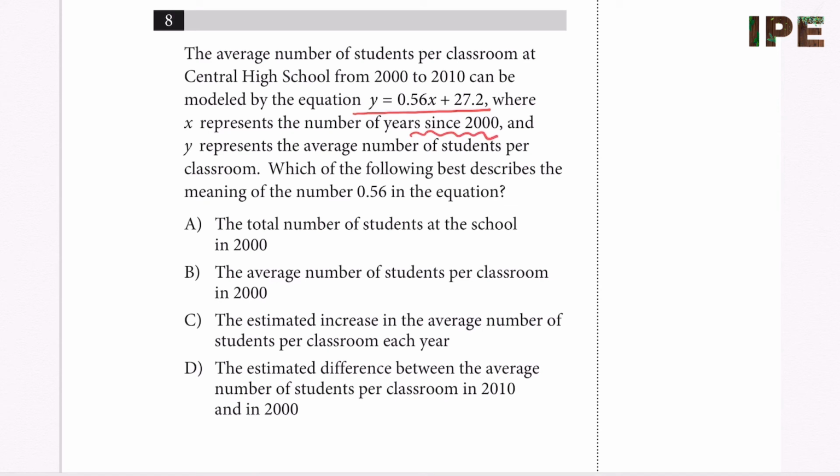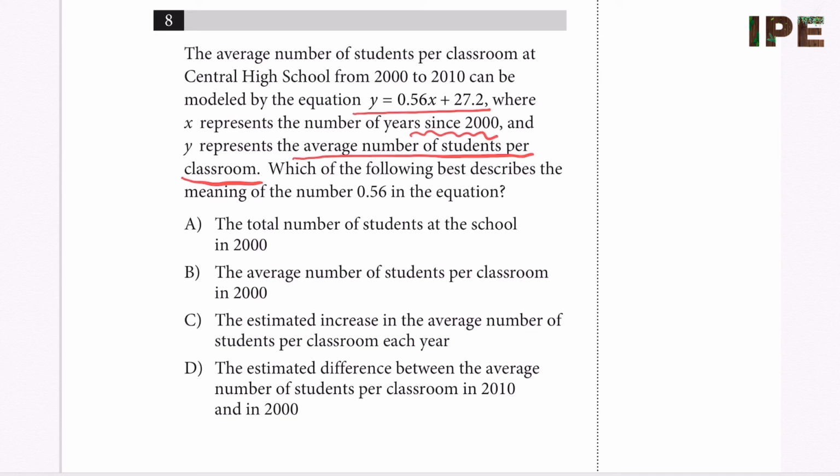2010 is 10 years since 2000, that's why x is 10. Then y represents the average number of students per classroom. It is not the total number of students, it's the average number of students per classroom.